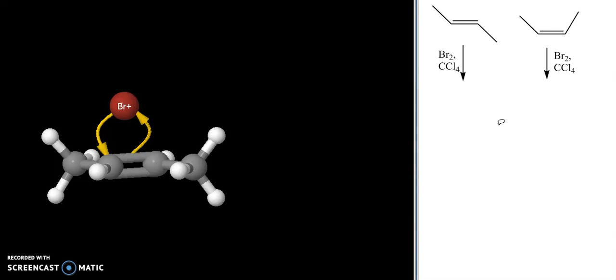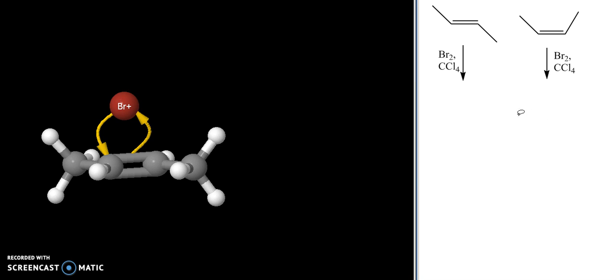Let's look at the bromination of trans and cis 2-butene. Let's focus on the stereochemistry of the products from this reaction, because it turns out that in this reaction one of the two products formed is a meso compound, whereas the other is not. It can exist as a pair of enantiomers.